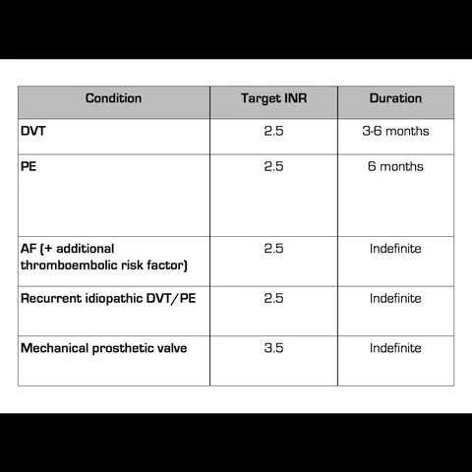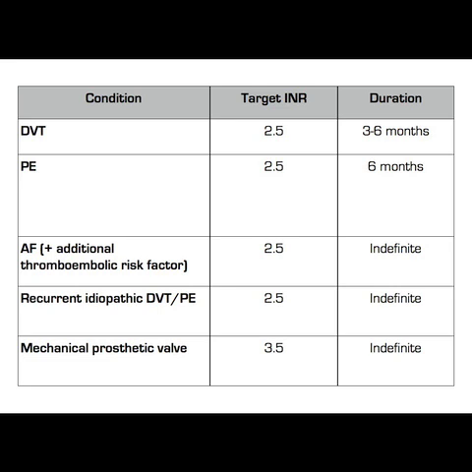In the context of a single DVT, the usual target INR is between 2 and 3, and most centers would recommend treatment for between 3 and 6 months. In the context of a PE, once again, it's between 2 and 3, but most centers would recommend 6 months. For atrial fibrillation, perhaps high-risk atrial fibrillation, so that's a CHADS2 score greater than or equal to 2, you would continue the warfarin indefinitely with a target INR of 2.5.